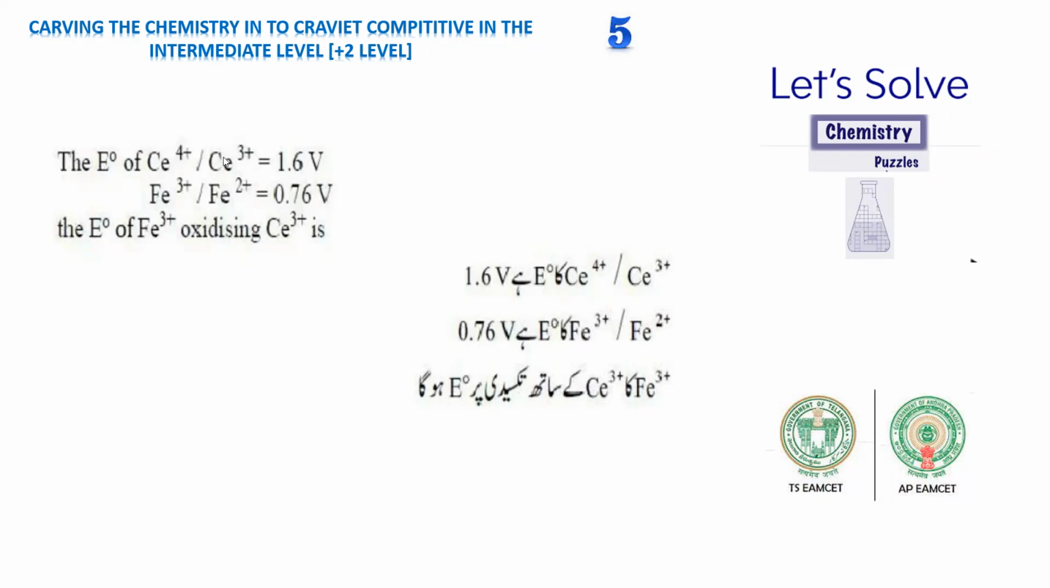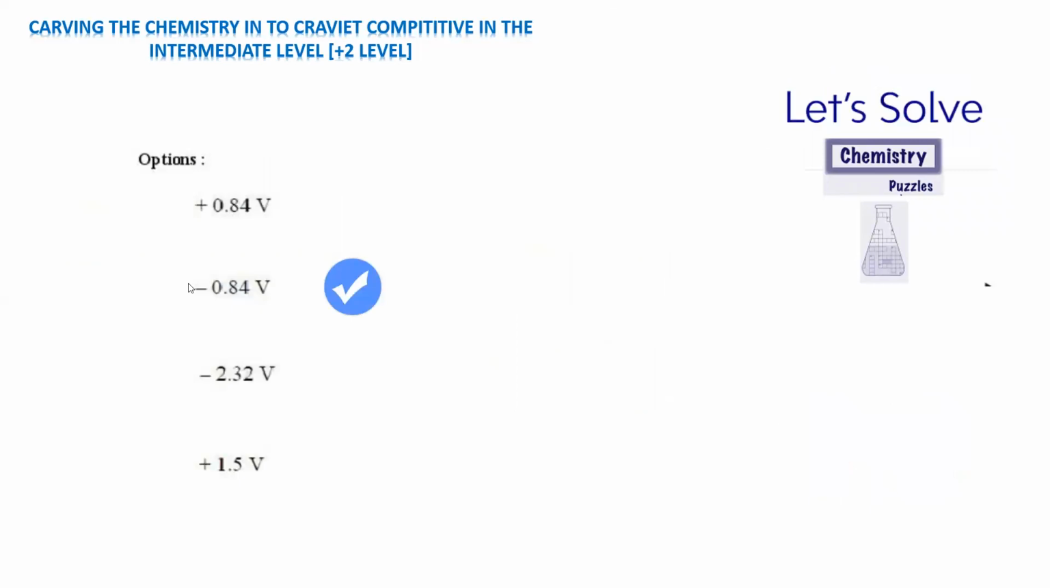Two electrodes are given. This is one electrode, and this is the other electrode. We need to depict which will be the cathode and which will be the anode. And finally, the E0 of iron oxidizing cerium +3 is to be found. Among the options provided, -0.84 volts will be the correct answer.